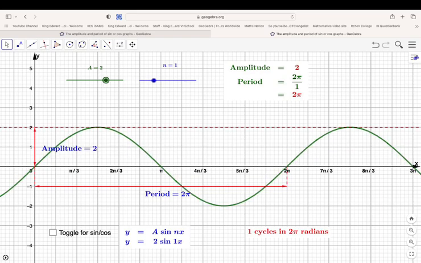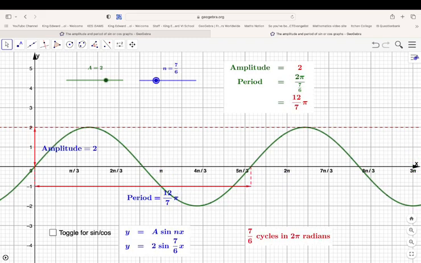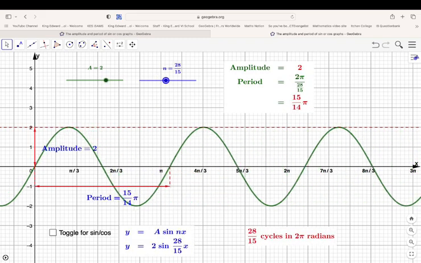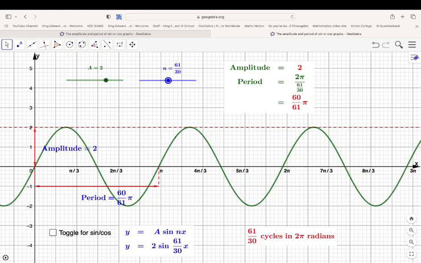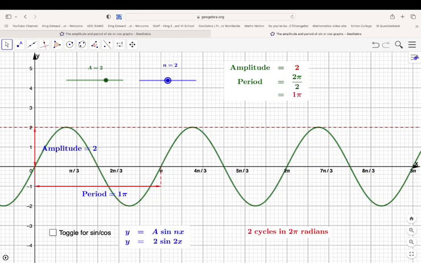Now the interesting one is n. So at the moment, this is just a sine 1x, or 2 sine x in this case. So you can see that the cycle is going to be 2 pi. Now, if we change this to being something nice, easy number, change it to being 2, then what you can see is that the period now of this graph is actually just pi.